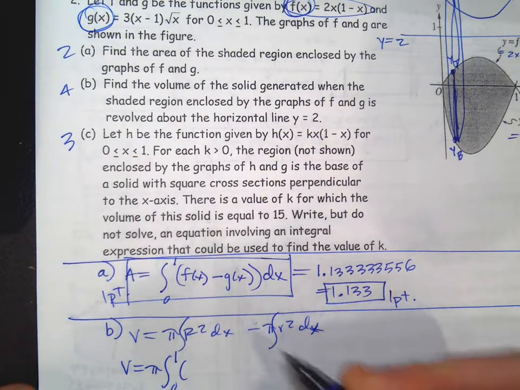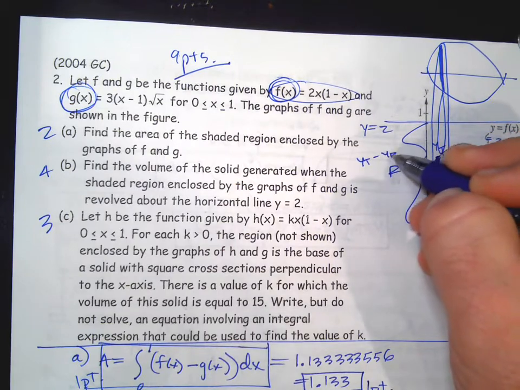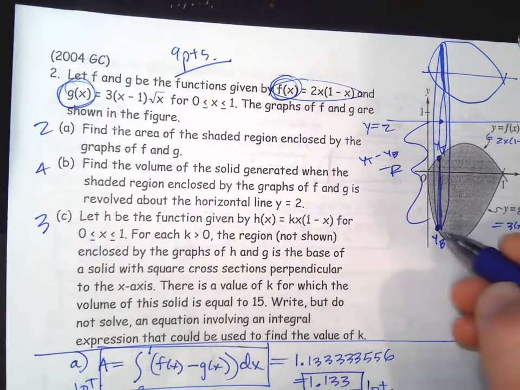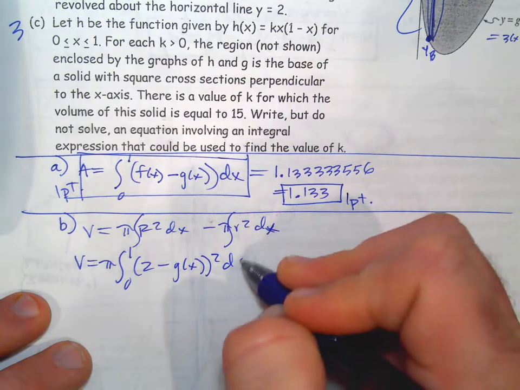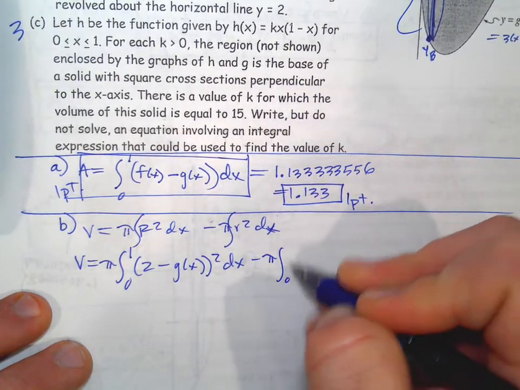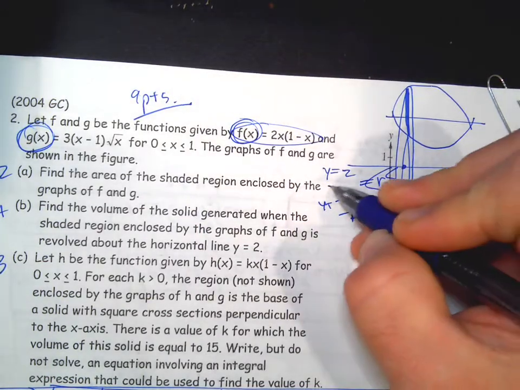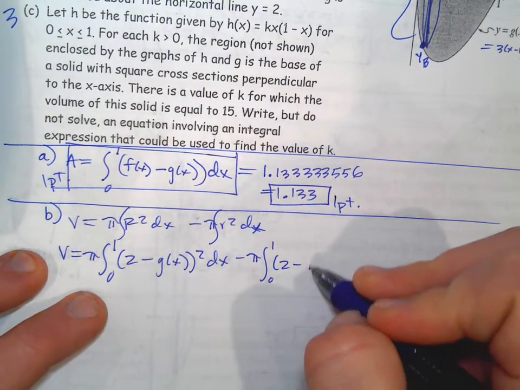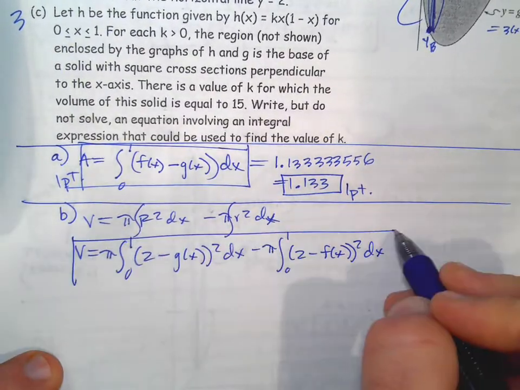The big radius is y top minus y bottom. Y top is 2. Y bottom is the y value down here, which is g of x. For the little radius, it's also y top minus y bottom. And y top is 2, and y bottom is the y value along this curve. So it's going to be 2 minus f of x. So that's your setup.